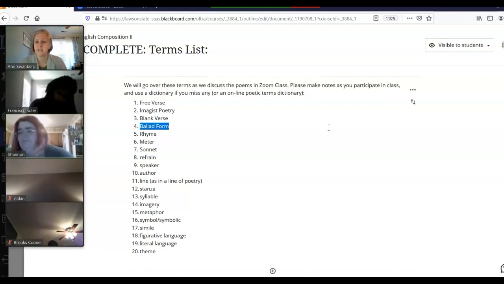Ballads very often tell a story as well, but for right now, I just want you to start recognizing those 4-line stanzas with those alternating rhyming words. So it'll have a rhyme and then a different word and then a rhyme and then a different word in those 4-line stanzas.